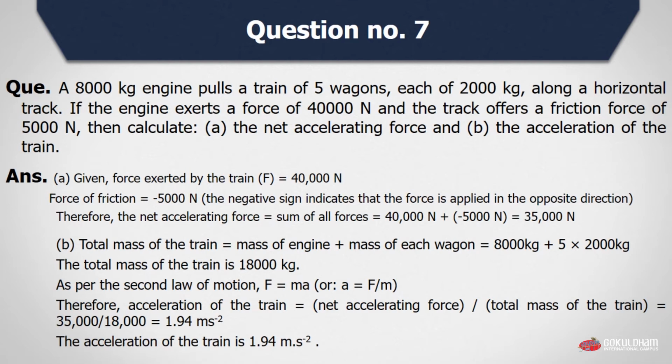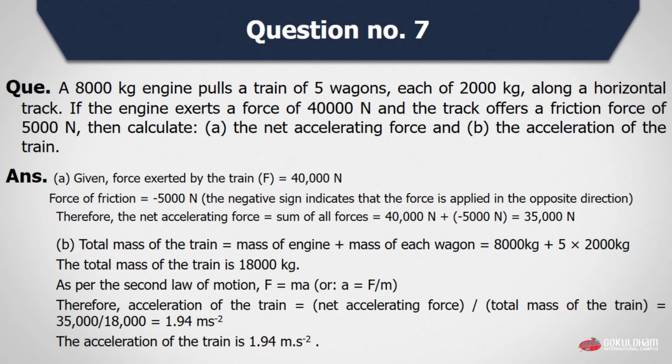Our next question is question number 7. According to the question, an 8000 kg engine pulls a train of 5 wagons, each of 2000 kilogram, along a horizontal track. Means we have an engine of 8000 kilogram which will pull 5 wagons, and each wagon is 2000 kilogram, along a horizontal track. If the engine exerts a force of 40,000 Newton and the track offers a friction of 5000 Newton, then we have to calculate two things. First is the net accelerating force, and second is the acceleration of the train. So let's try to solve this.